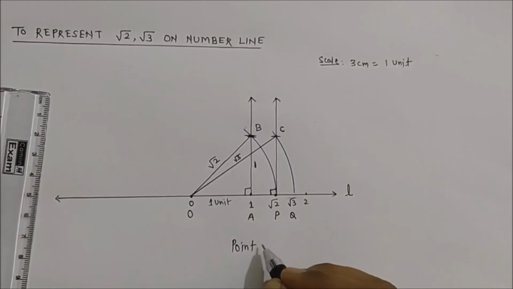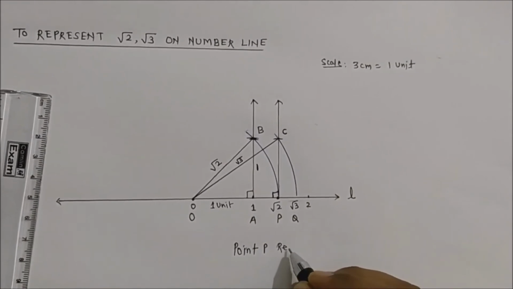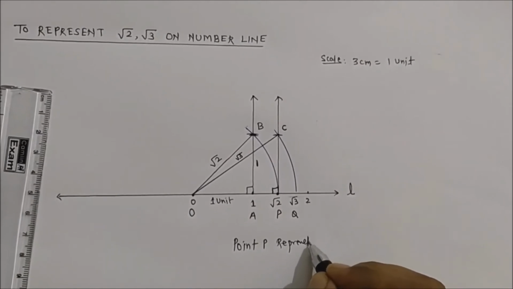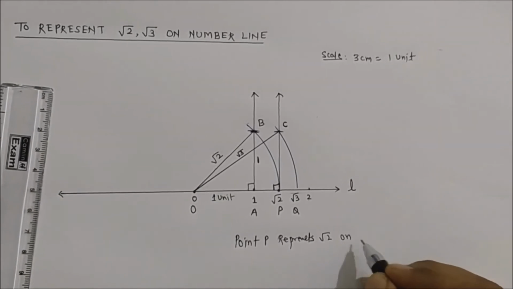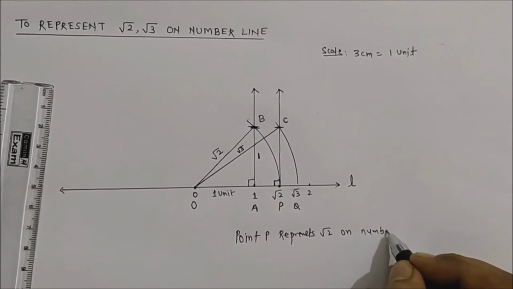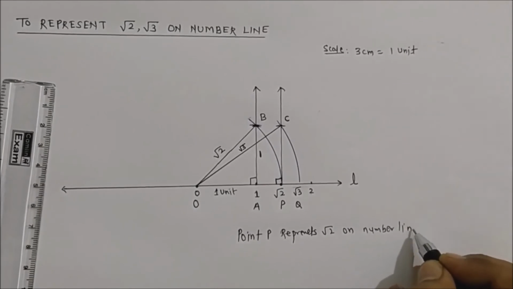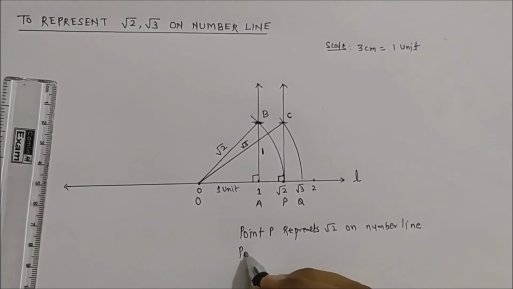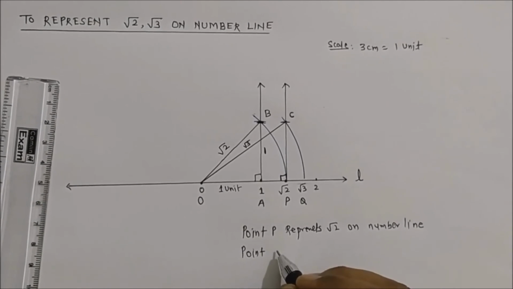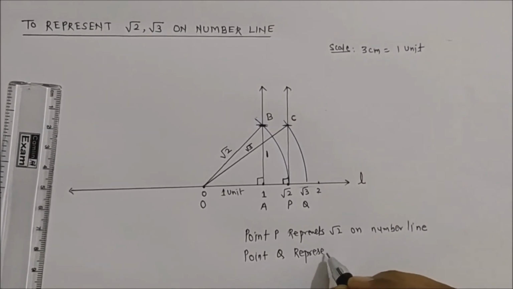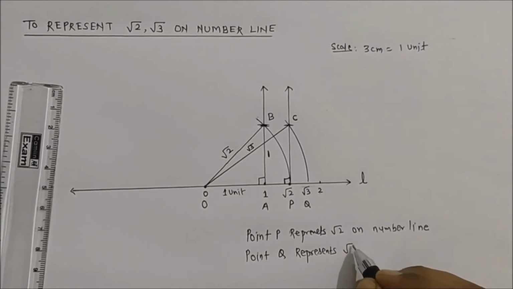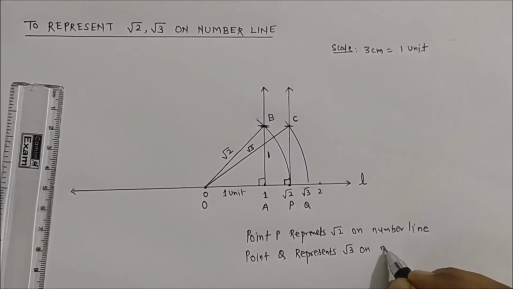Point P represents root 2 on the number line, and point Q represents root 3 on the number line.